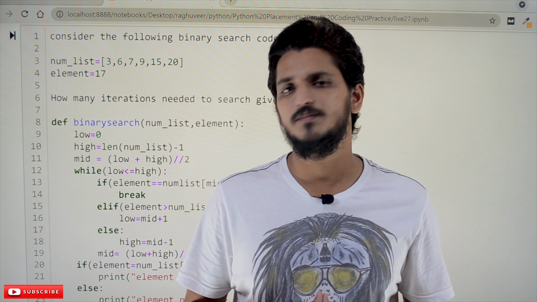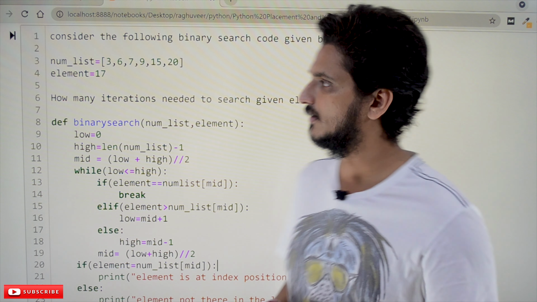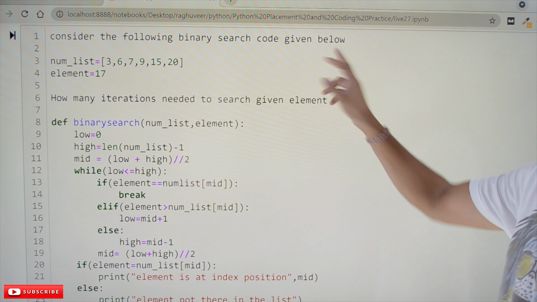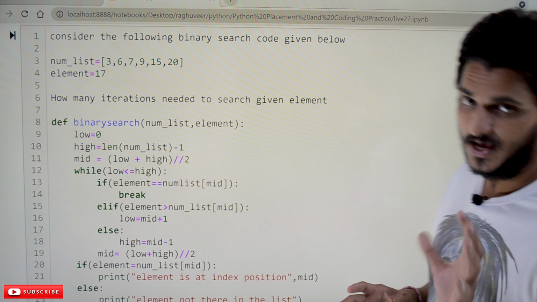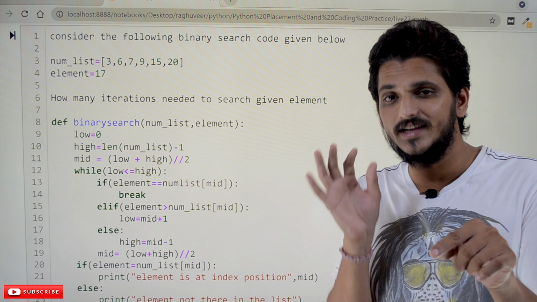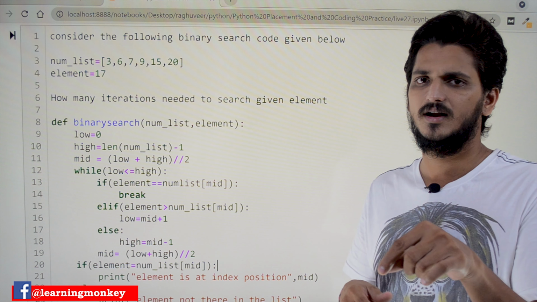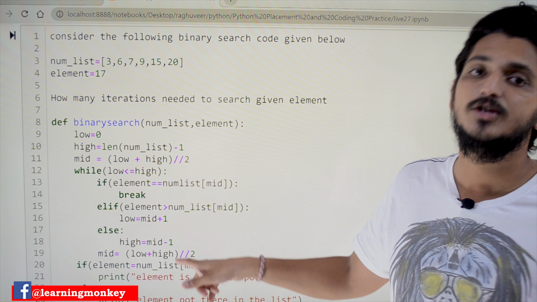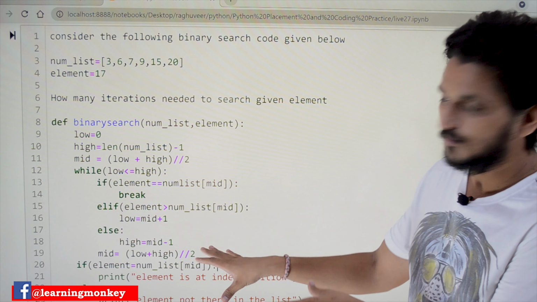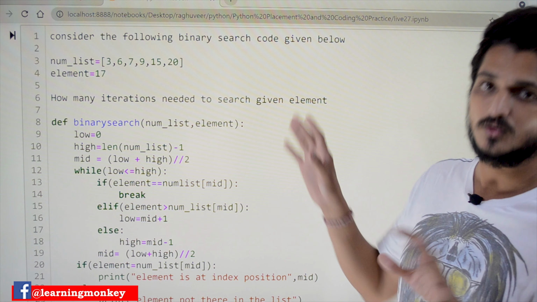Coming to today's program, let's take the question, try to solve it on your own, then check for the solution. So this is our first question. Consider the following binary search code given below. In our data structures playlist, we clearly discussed binary search, and the implementation was done using recursion. Here they have done the implementation using loops. So try to understand the concept of binary search, how they implemented it in Python using loops, and try to solve the question. What's the question?